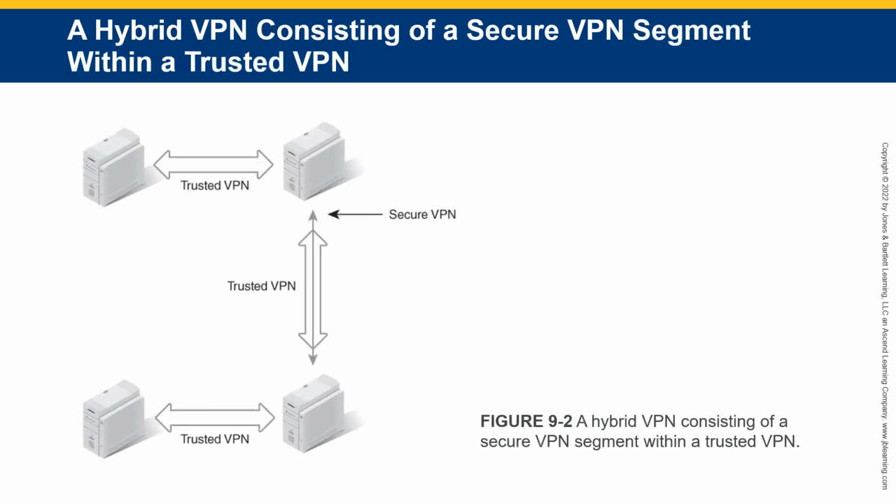Now, a hybrid consists of trusted VPNs on a secure VPN segment within a trusted VPN. So as you see here, they're basically trusted VPNs between everything. So these all have to set up point-to-point VPN connections. And these are all enabled so that there's encryption enabled between all different sites.